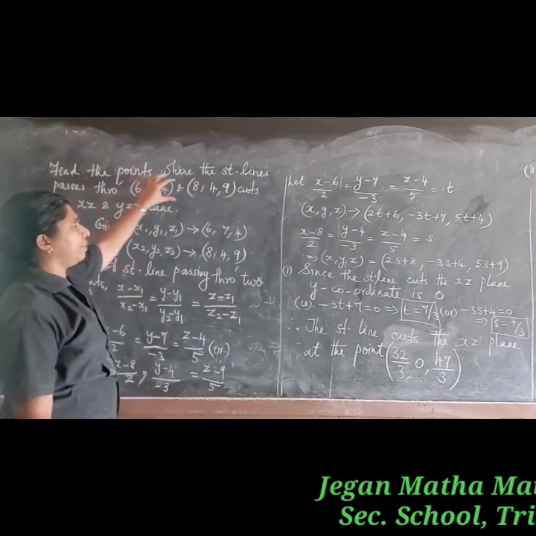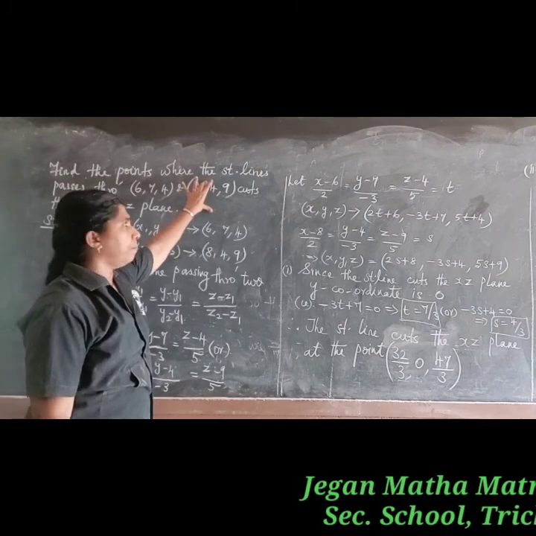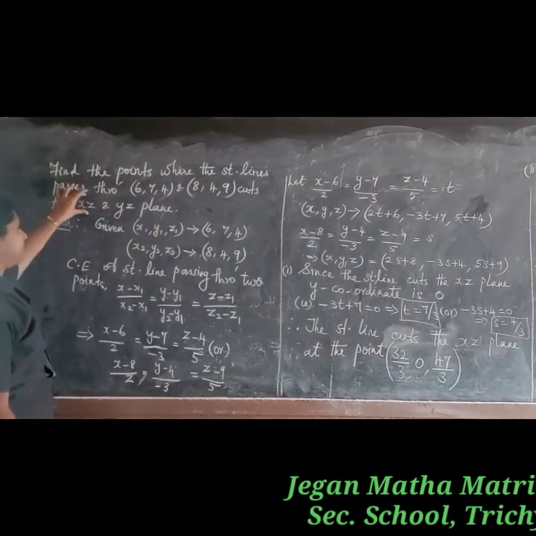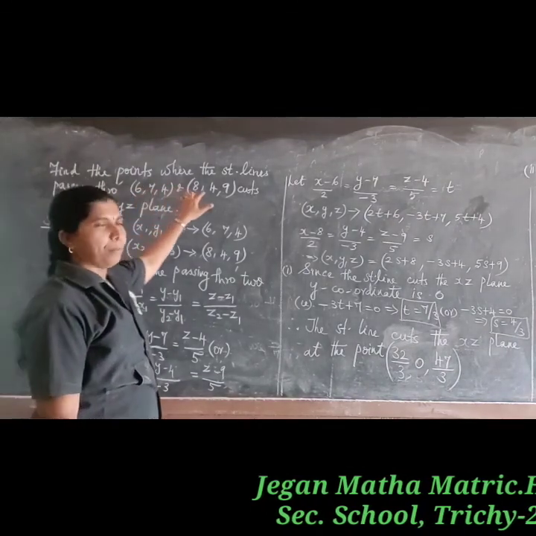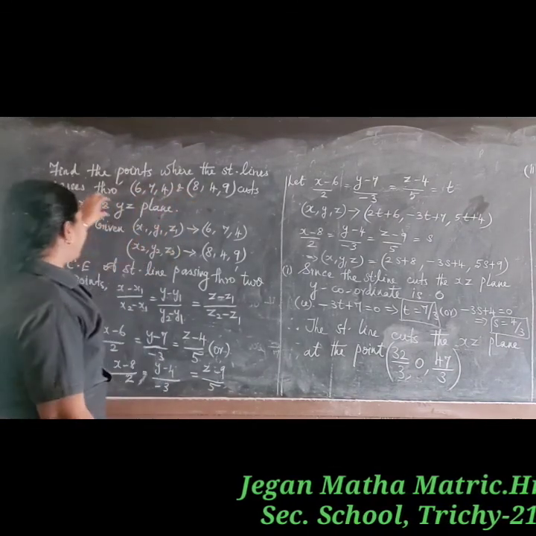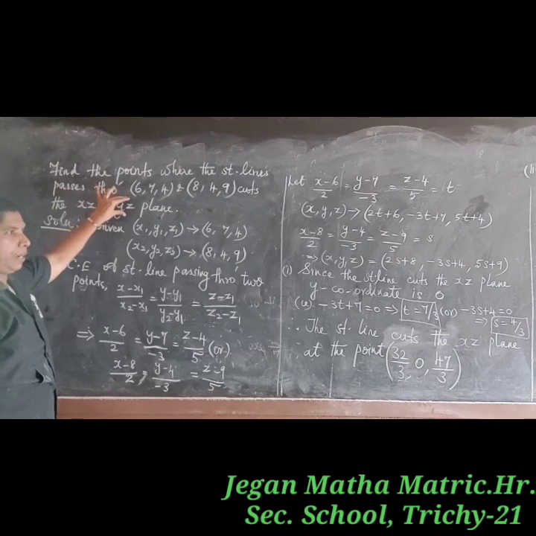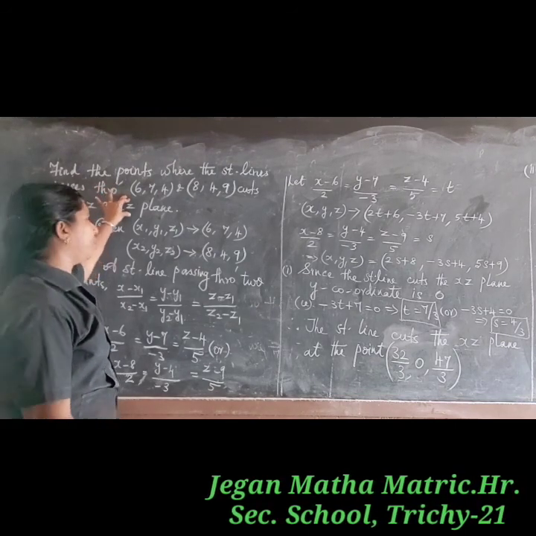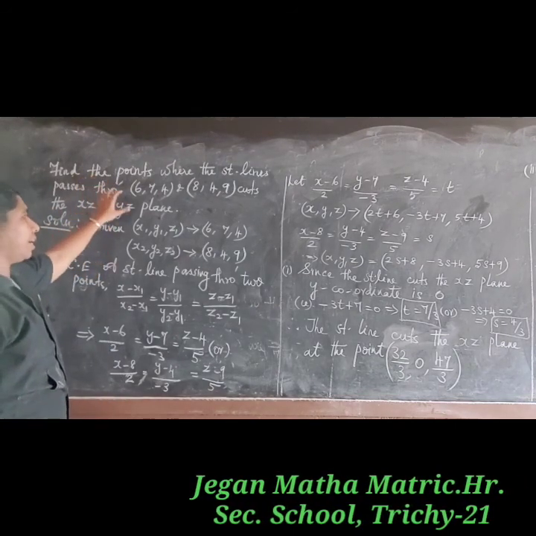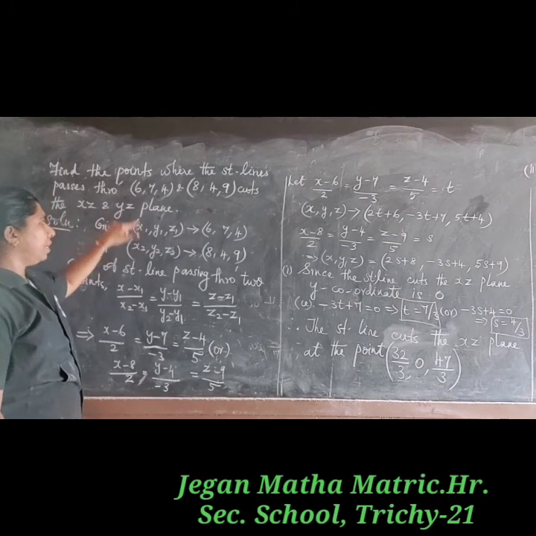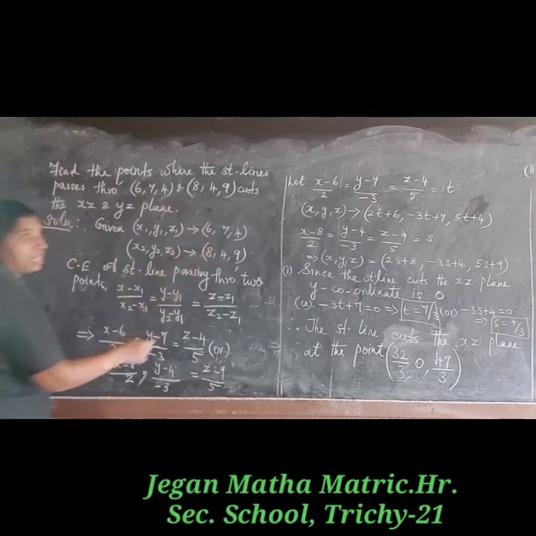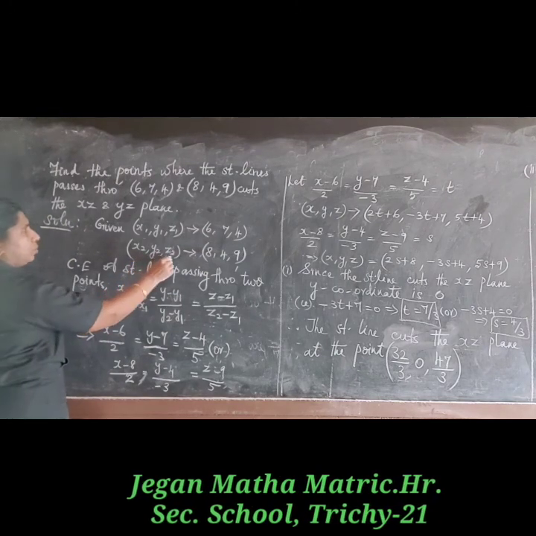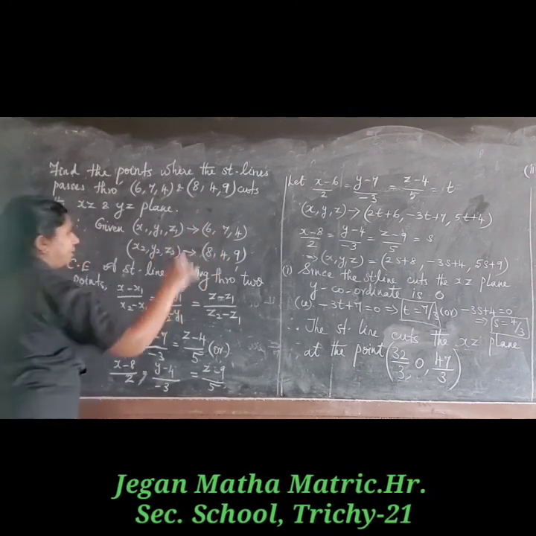That is, two different points are given. Where the line cuts the xz and yz planes, we have to find out separately. So first, we can write the first point x1, y1, z1 is 6, 7, 4. Second point x2, y2, z2 is 8, 4, 9.